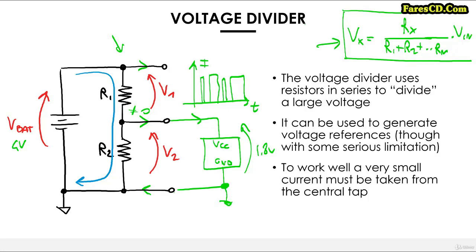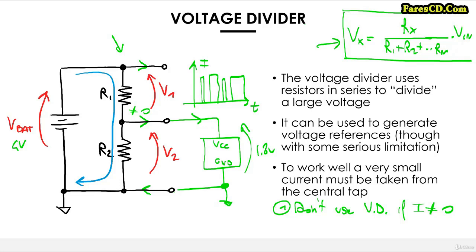How can you solve the problem of a voltage divider where the central tap is actually using some current? There are two ways to approach this. The first way is don't use the voltage divider if the current is different than 0. What I'm trying to say is that you should use the voltage divider only in cases where the current at the central tap is 0. There are cases where that is true.